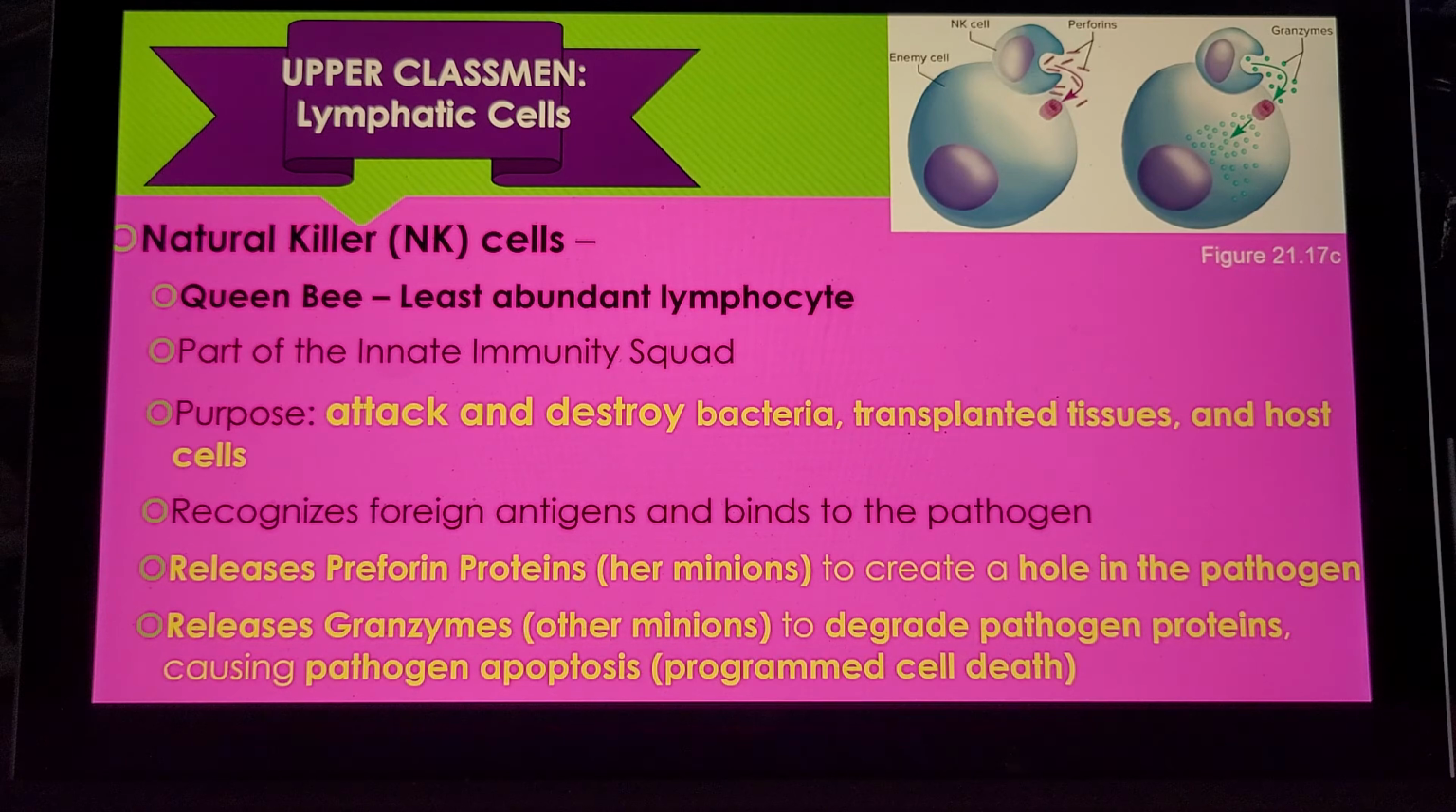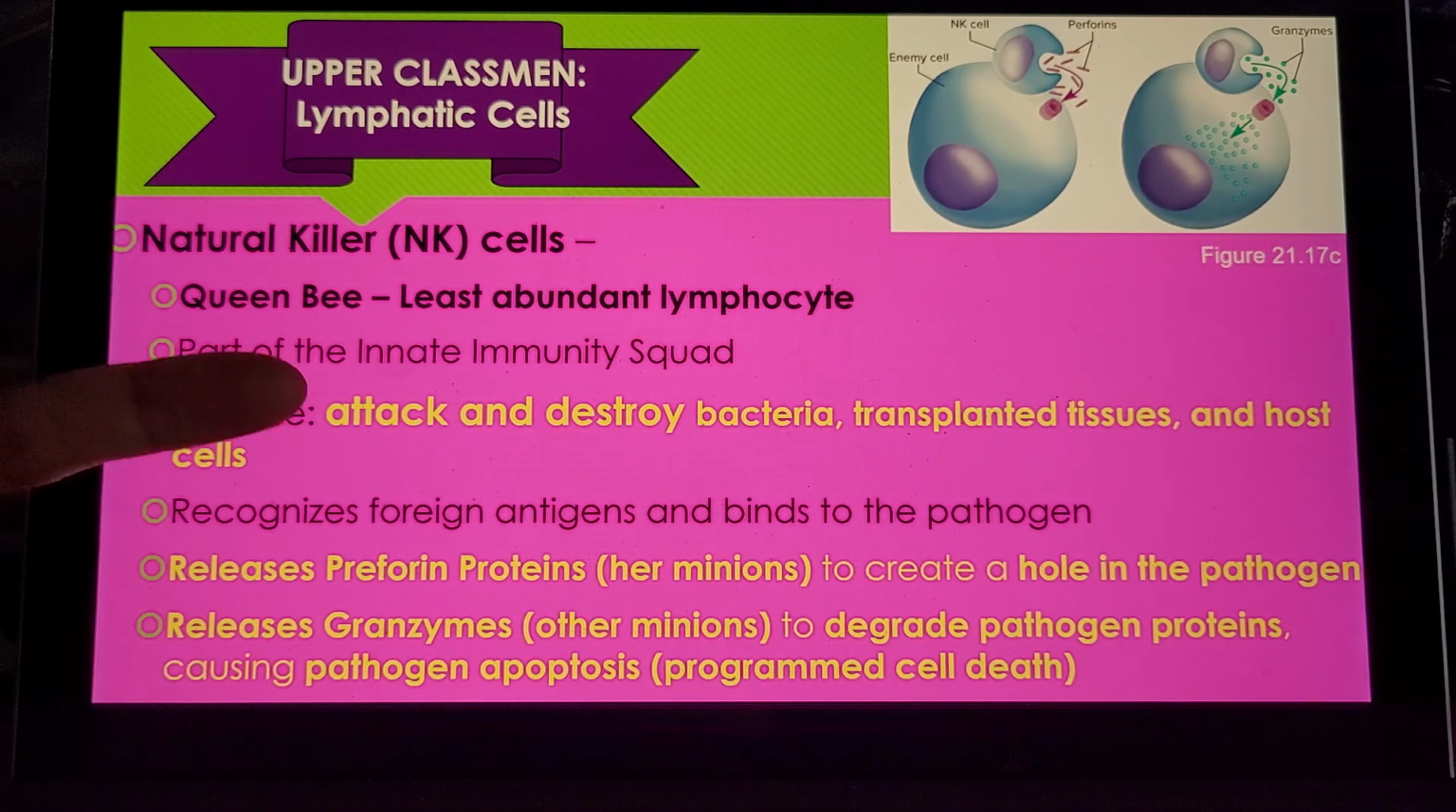So just attacking anything foreign, because, you know, how some people can be in high school and their job is just to antagonize people. So they're part of what's called the innate immunity squad. Innate immunity is your natural born immunity. So they just target anything that's not one of you.